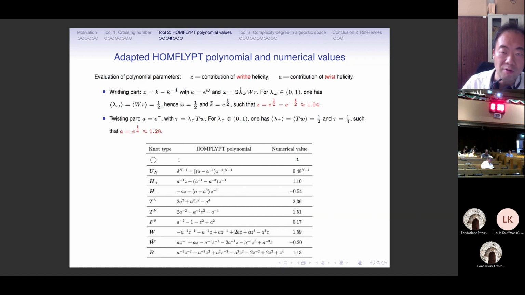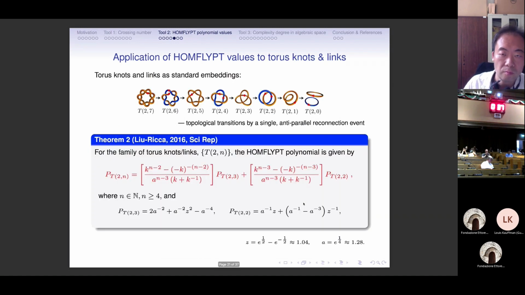Then we can give special evaluations to Z and A. Z, we ask it to be 1.04 and A to be 1.28. Then, naturally, we can compute the values of those HOMFLYPT polynomials. For example, the left-handed trefoil knot has a value of 2.636. Okay. All right, now we are ready to study the torus links and the torus knots.